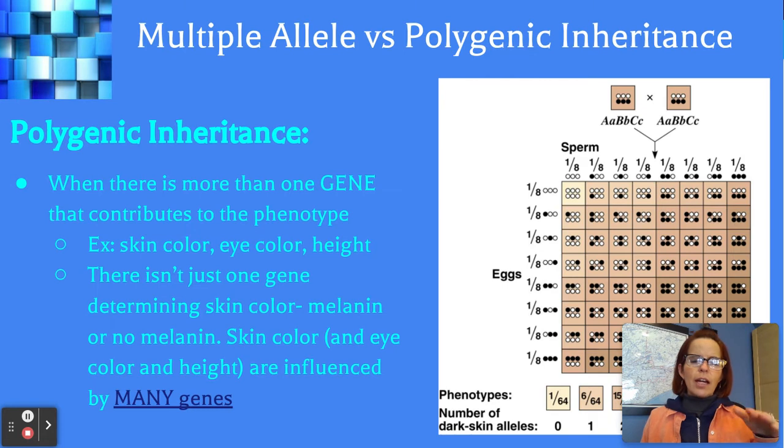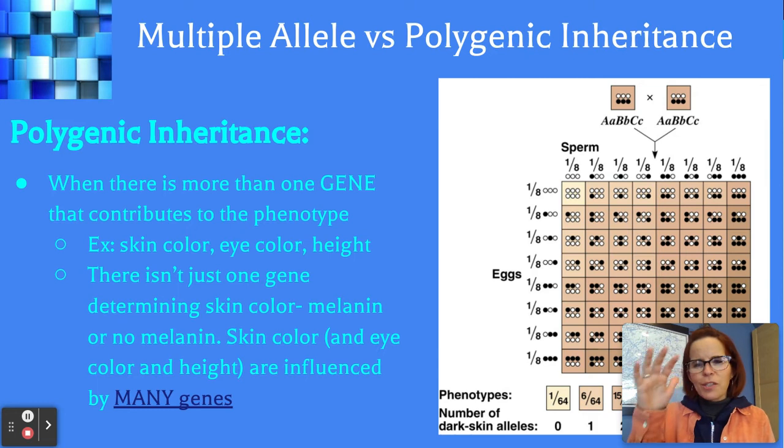Instead of just brown skin or not brown skin, we have all these shades of skin color. Instead of tall or short, we have all these different variations in height. Instead of blue or brown eyes, we have a myriad of different eye colors. And that's because there's a whole bunch of genes that are working together. And this Punnett square begins to give you a tiny sense.